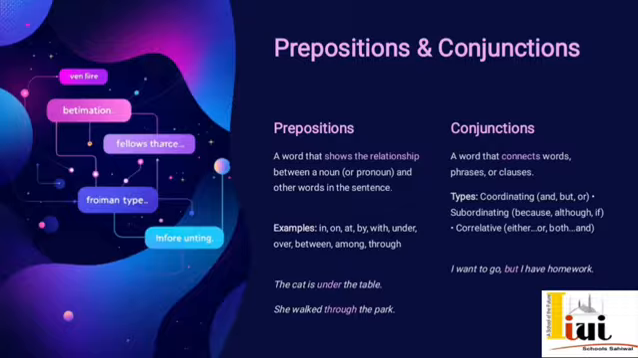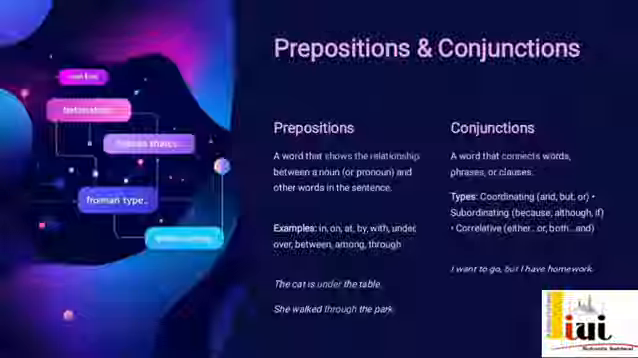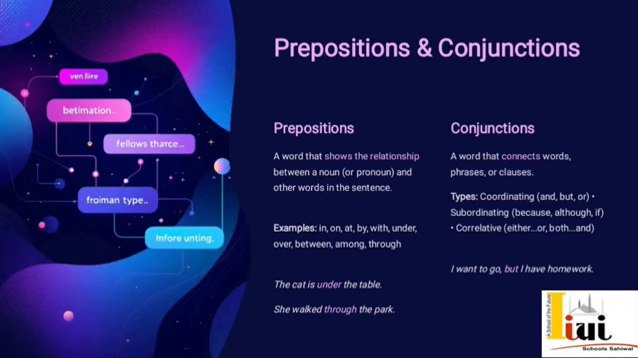Coordinating conjunctions connect equal elements, words and ideas. For example, and, but, or. The best way to remember coordinating conjunctions is FANBOYS. F represents for, A represents and, N represents nor, B represents but, O represents or, Y represents yet, S represents so. It is a great way to remember them. Coordinating conjunction.